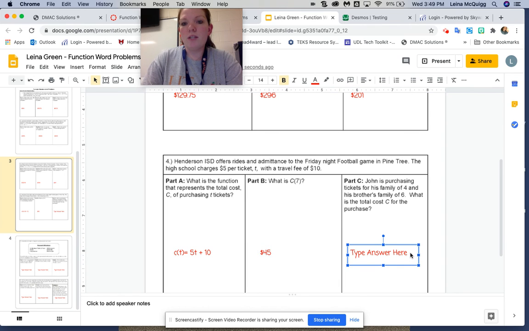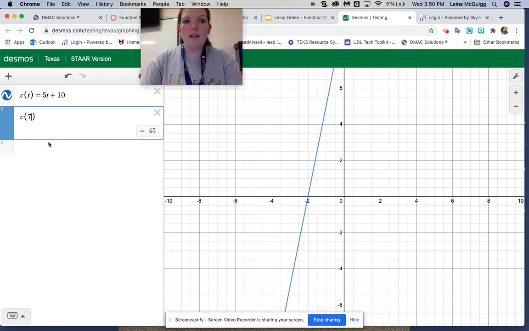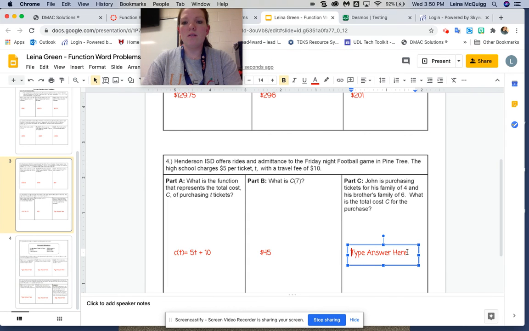All right, John is purchasing tickets for his family of 4 and his brother's family of 6. What is the total cost, C, for the purchase? So how many tickets is he purchasing? He's going to buy 4 for his family and 6 for his brother's family. So how many tickets is he buying total? 10. So we're buying 10 tickets at $5 a piece. So 10 times 5 is 50 plus $10 for the travel fee. So they're going to pay $60.